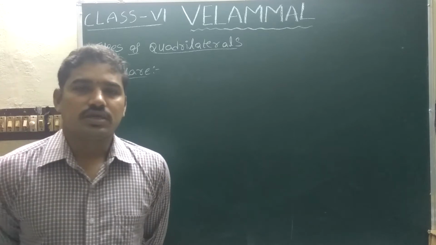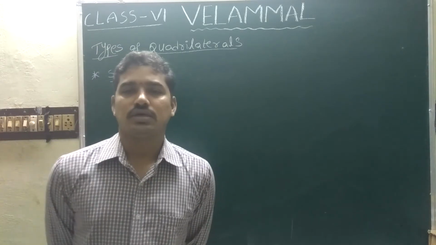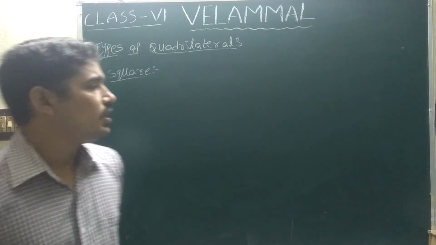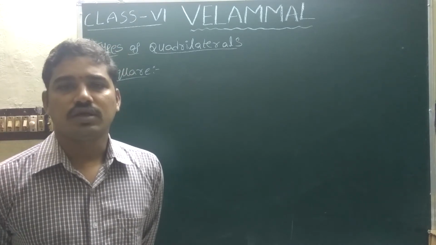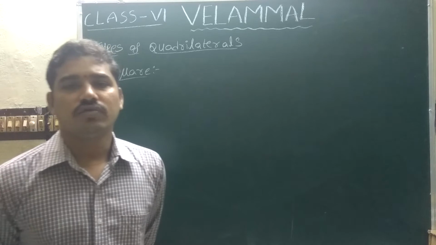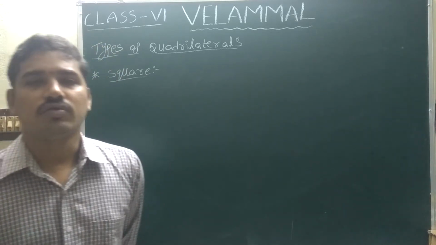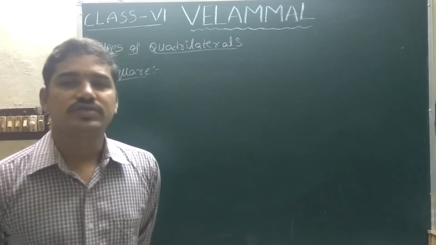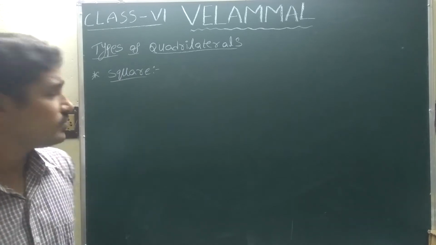Now we are discussing, yesterday in the class we discussed the components of a quadrilateral. That is, a general quadrilateral we have taken. In that, what is the quadrilateral and what are the components of the quadrilateral, we have completed. Next we have types of quadrilaterals.